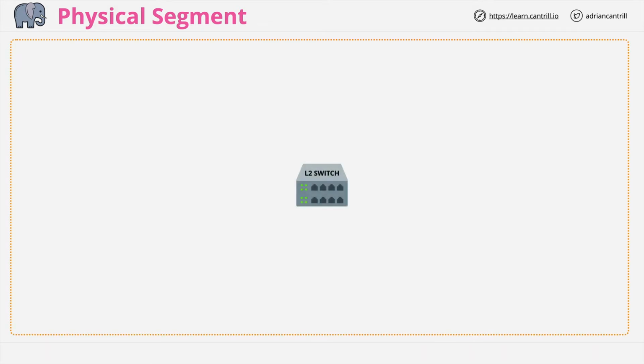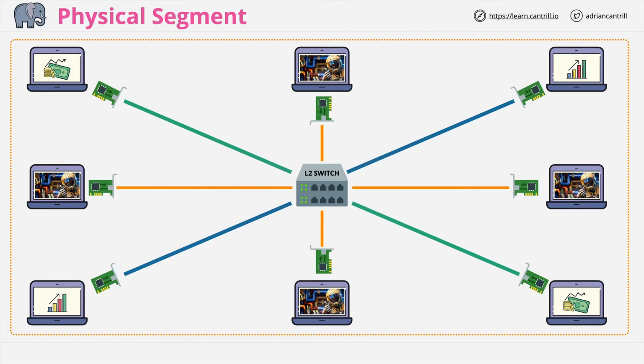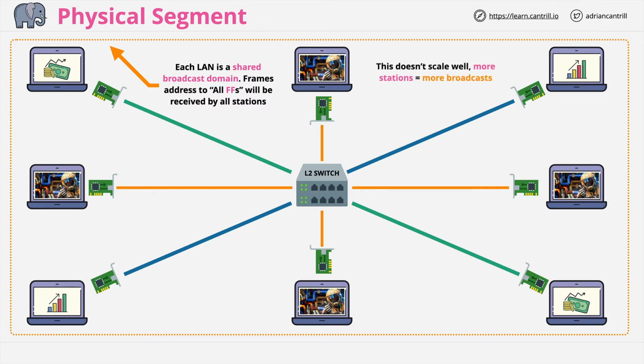Let's start with what I've talked about in my technical fundamentals lesson so far. This is a physical network segment. It has a total of 8 devices, all connected to a single Layer 2 capable device, a switch. Each LAN, as I've talked about before, is a shared broadcast domain. Any frames which are addressed to all Fs will be broadcast on all ports of the switch and reach all devices. Now this might be fine with 8 devices, but it doesn't scale very well.